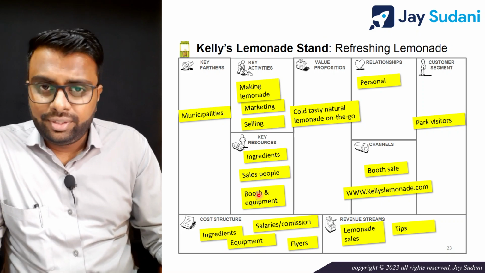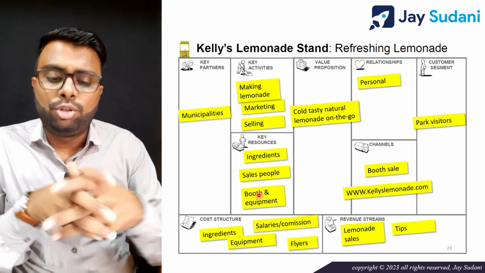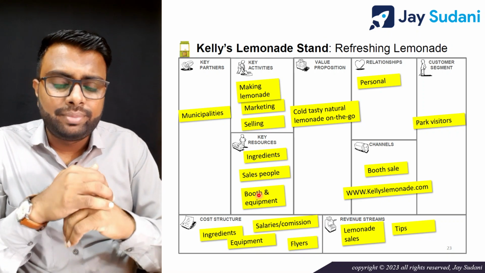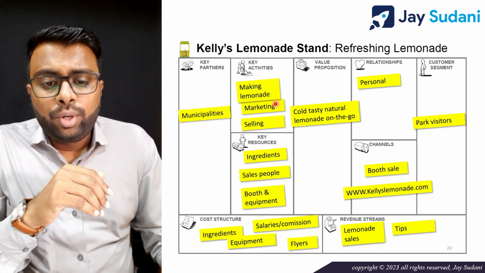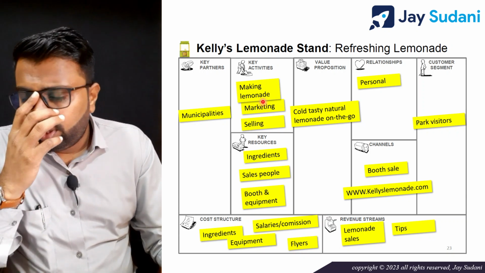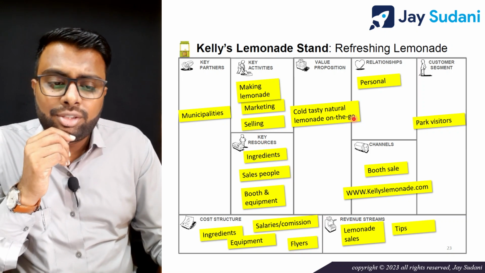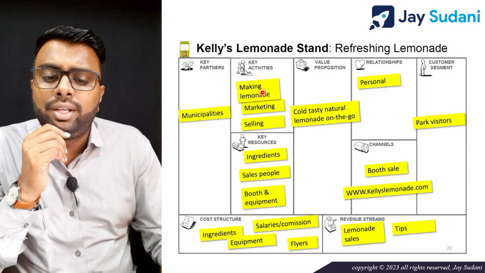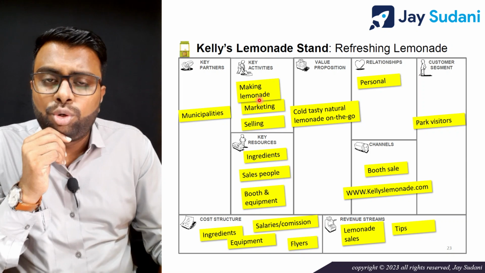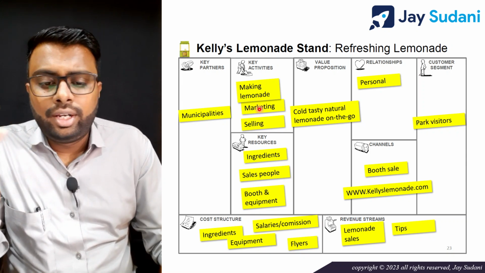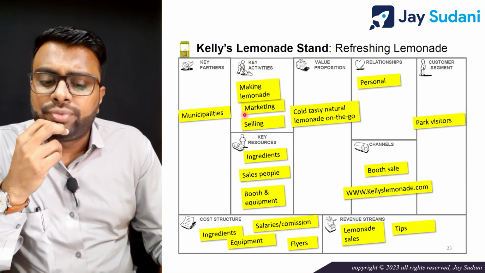He needs a booth, physical booth and equipment, to make the lemonade soda, right? And then what are the key activities for him? Once he has the resources in place, he wants to make the soda. What key activities will he do? He will go and make the lemonade soda. He also needs to do marketing, and he also needs to do selling. So those are the key activities for him.